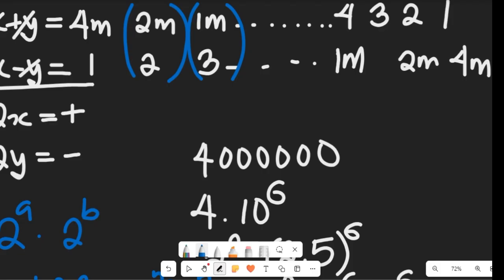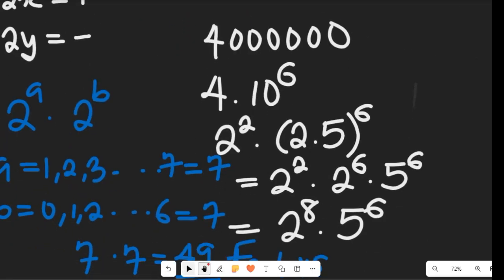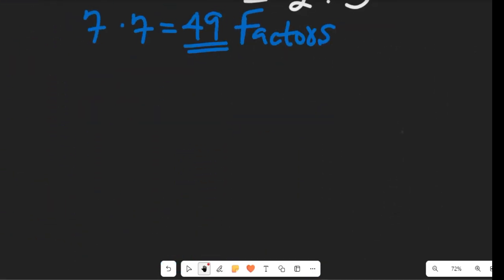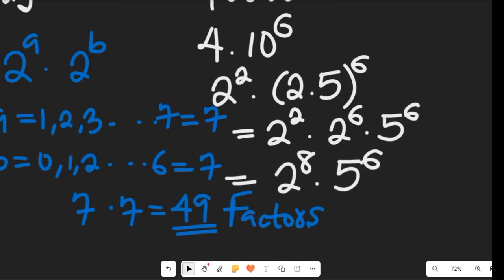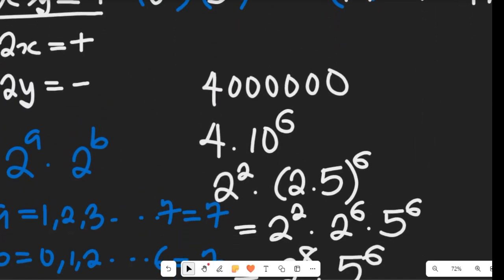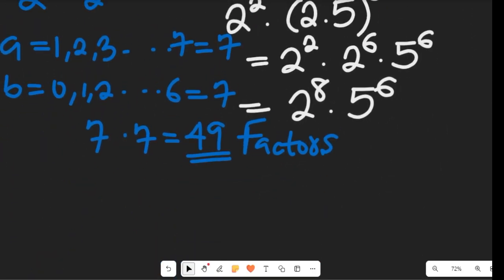This will give me 2 factors, 2 pairs of x comma y. This will also give me 2 pairs of x comma y, and it continues that way. That is what we mean by 49 different factors. Now if I do all that, I'm going to have 49 different factors, two from each of those expressions, which is going to give me 49 and 49.